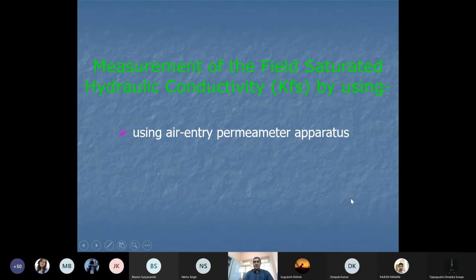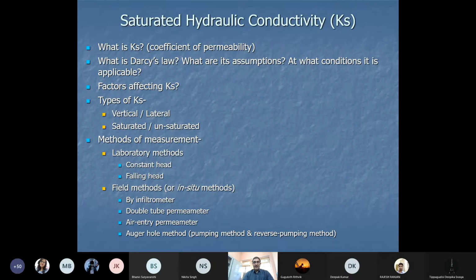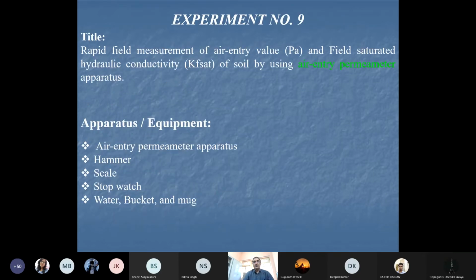Okay. So these are the conditions. Now you have already learned what is hydraulic conductivity, what is Darcy law, factors affecting saturated hydraulic conductivity, types of hydraulic conductivity, lateral and vertical, methods, laboratory method, field method. So it is basically a field method of determining saturated hydraulic conductivity by using air entry permeameter. Now this is experiment number 3. Sorry, here I have not changed. So I have already shared the file and I hope you have gone through it.